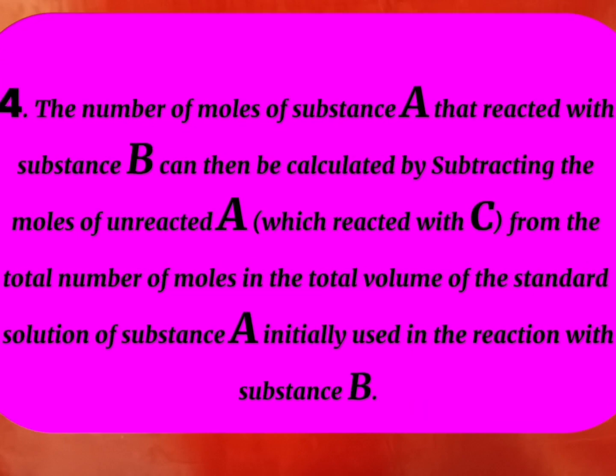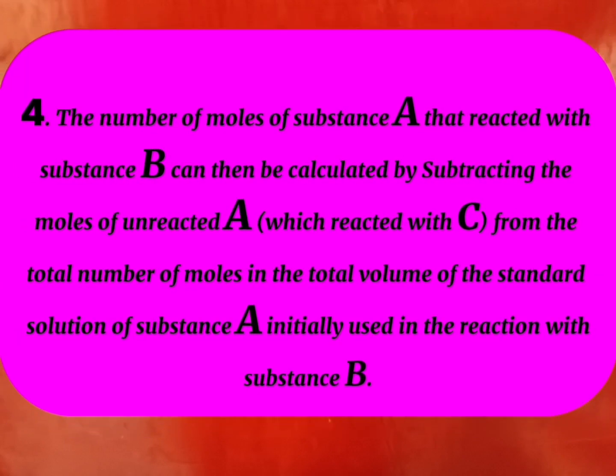Step 4. The number of moles of substance A that reacted with substance B can be calculated by subtracting the moles of unreacted A which reacted with C from the total number of moles in the total volume of the standard solution of A initially used to react with B.